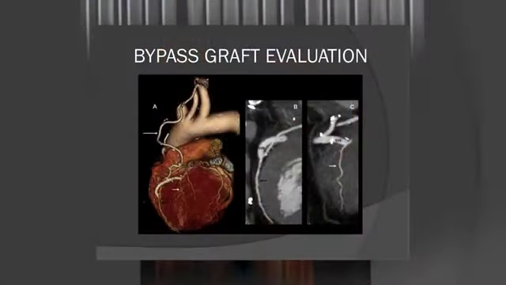Another example of a bypass graft. There are different types. You have reverse saphenous venous grafts. We have internal mammary artery grafts. And they can go from the root of the aorta to the coronary, in between the coronaries. And all of those can be evaluated in very good detail with regards to new disease, disease progression, or complete occlusion.